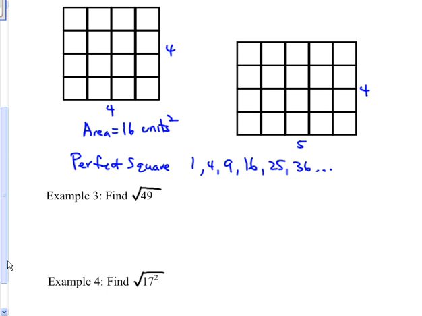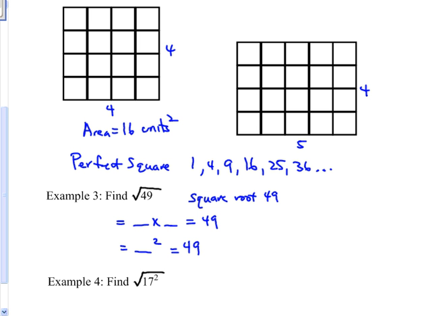Now, what's the connection between a root and an exponent? Well, what I'm asking here is an inverse operation, and this is called the square root of 49. And what this is asking is what number multiplied by itself gives me 49. In other words, what times itself gives me 49? Or another way of putting this is what squared is equal to 49.